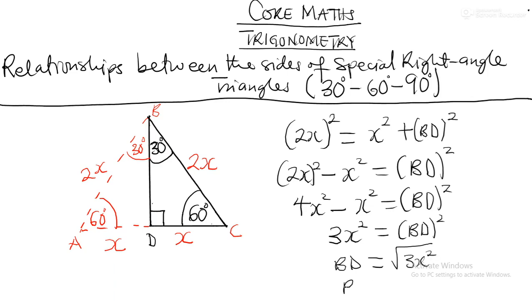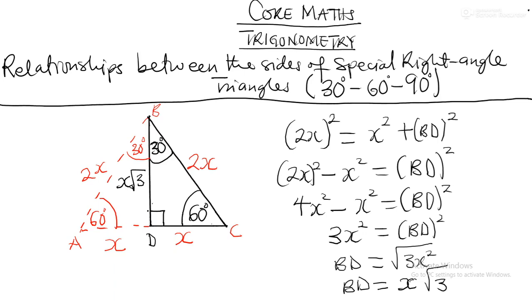Okay, and then our BD will be equal to, so with this one, the root 3 we can't find its exact square root, but the x squared we can find its exact square root to get x. So we are now going to have x root 3. So it means that the length BD, which is the adjacent to the 30-degree angle here, is x root 3. So student, I hope you get the concept.